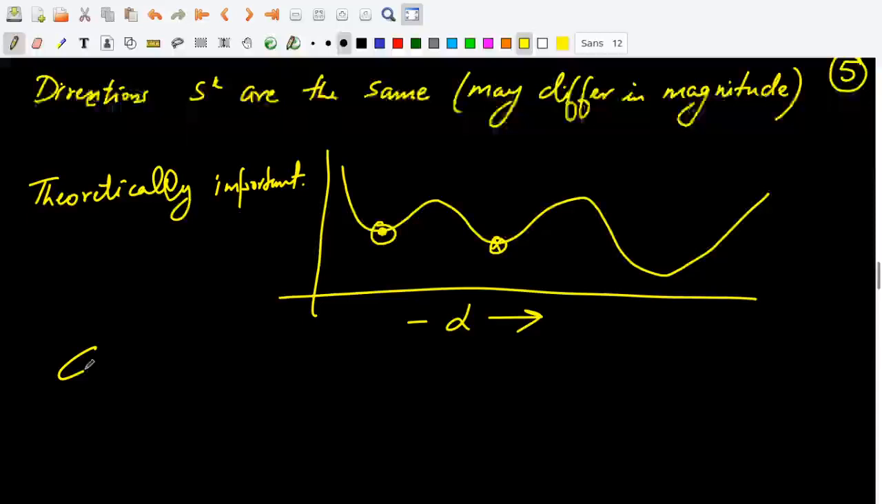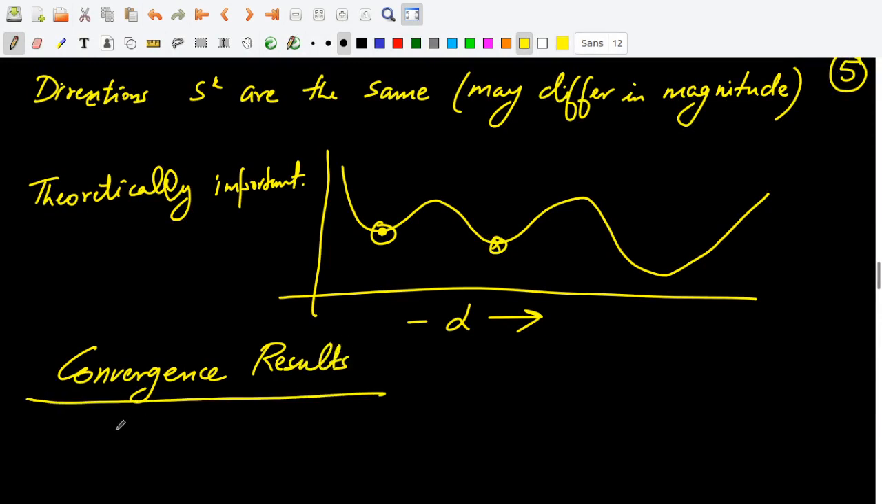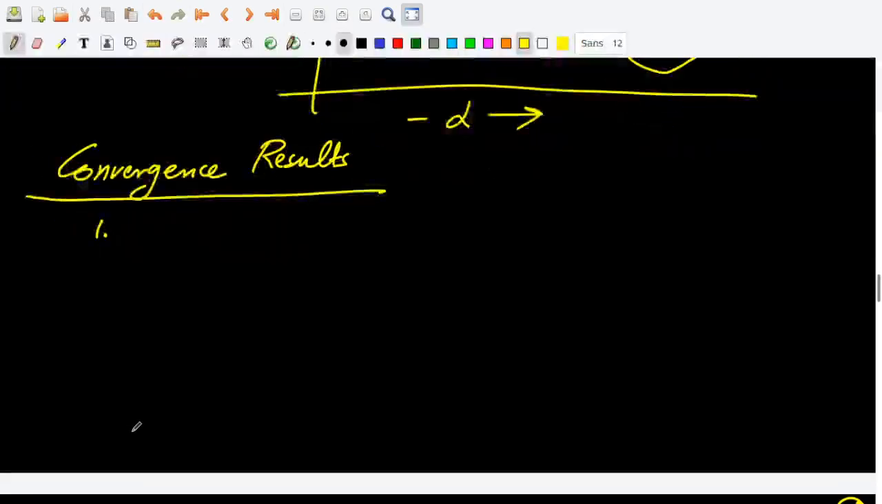Okay, so let's talk about convergence results now. Again, this is all without proofs. The book doesn't have proofs of convergence of these methods, but we will still write them down so that we can remember them without proving any of these.